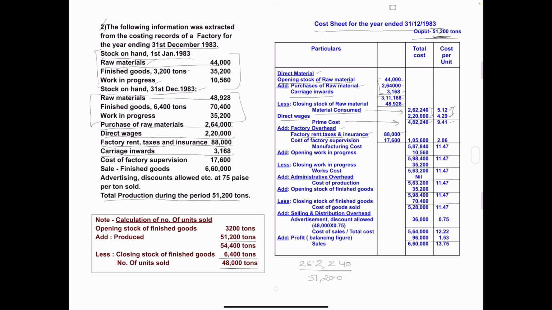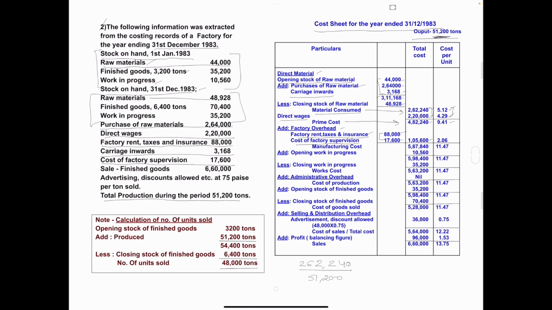See in the problem, is there any other expenses related to factory? Cost of factory supervision. So take it under the head factory overhead. Cost of factory supervision amount is 17,600. These two expenses are related to factory overhead. Add these two amounts, 88,000 plus 17,600 and the amount is 1,05,600. Write in the total cost column.